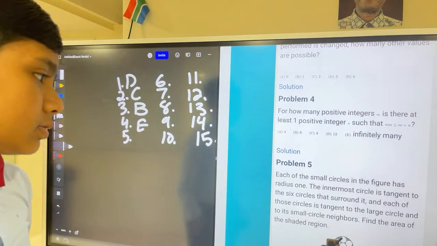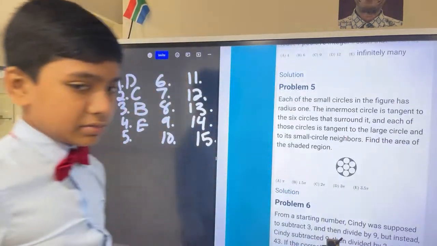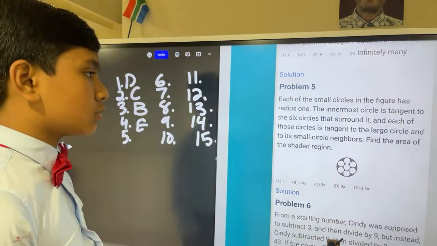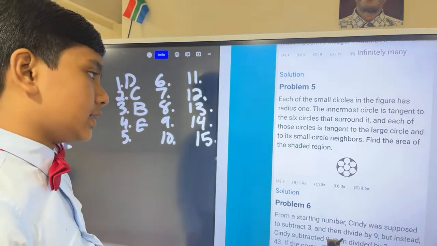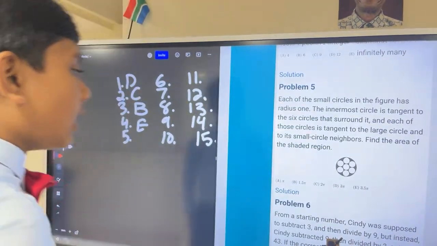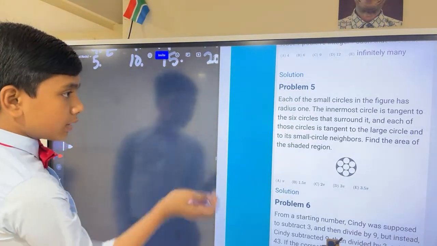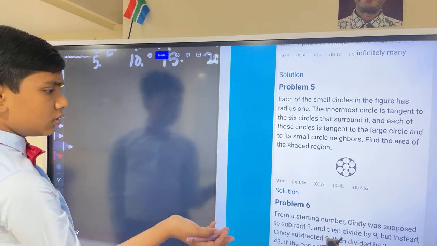5. Hey, wait a second, I've seen this. Okay, each of the small circles in the figure has radius 1. The innermost circle is tangent to the 6 circles that surround it. Each of those circles is tangent to the blah, blah, blah. I don't need to hear you. The radius of the large circle is just 1.5 times the radius of the small?